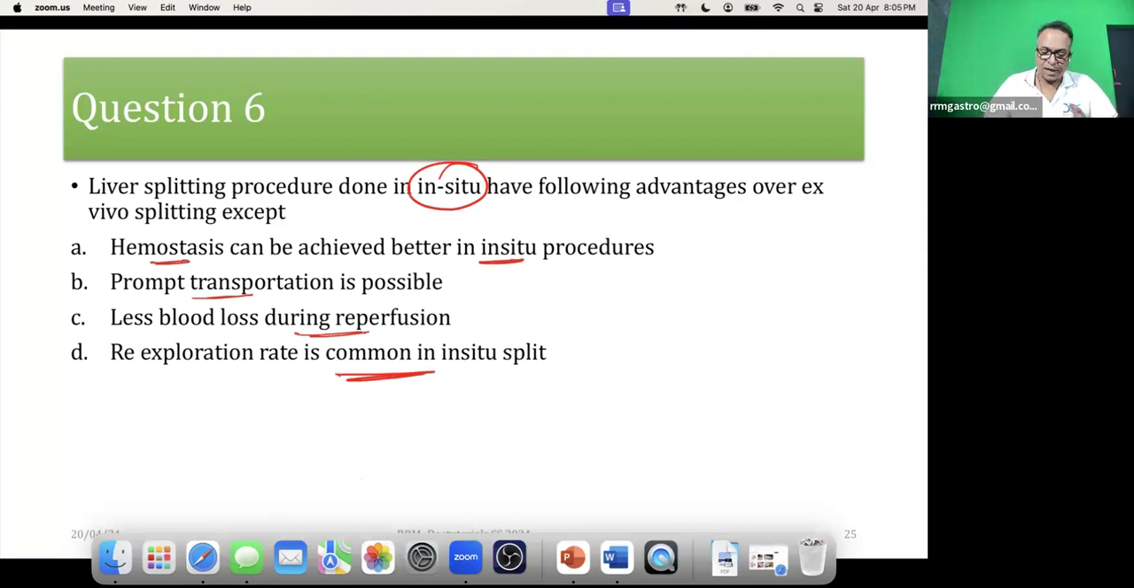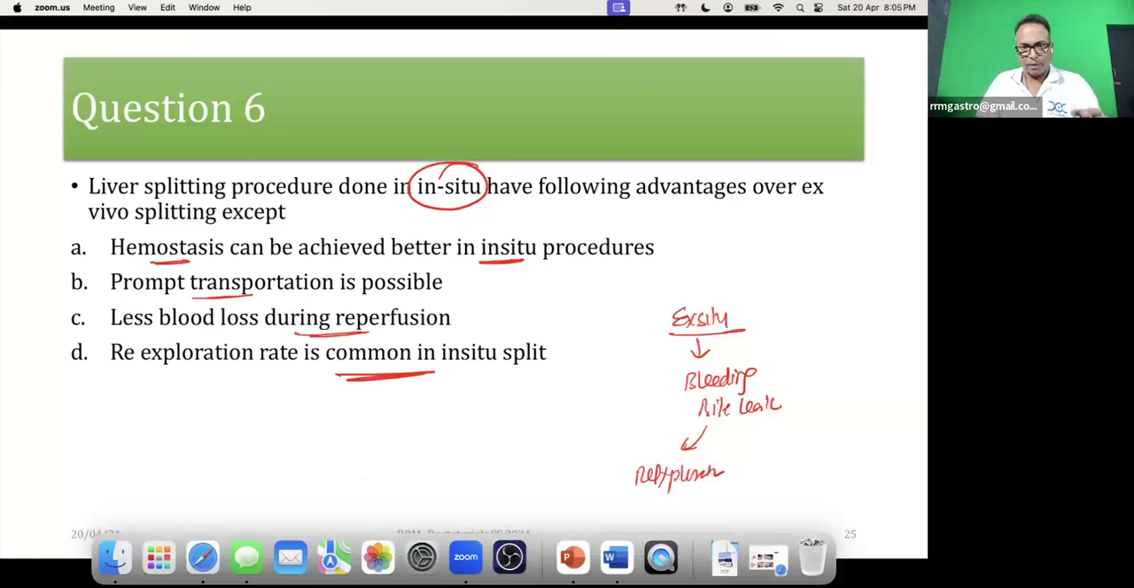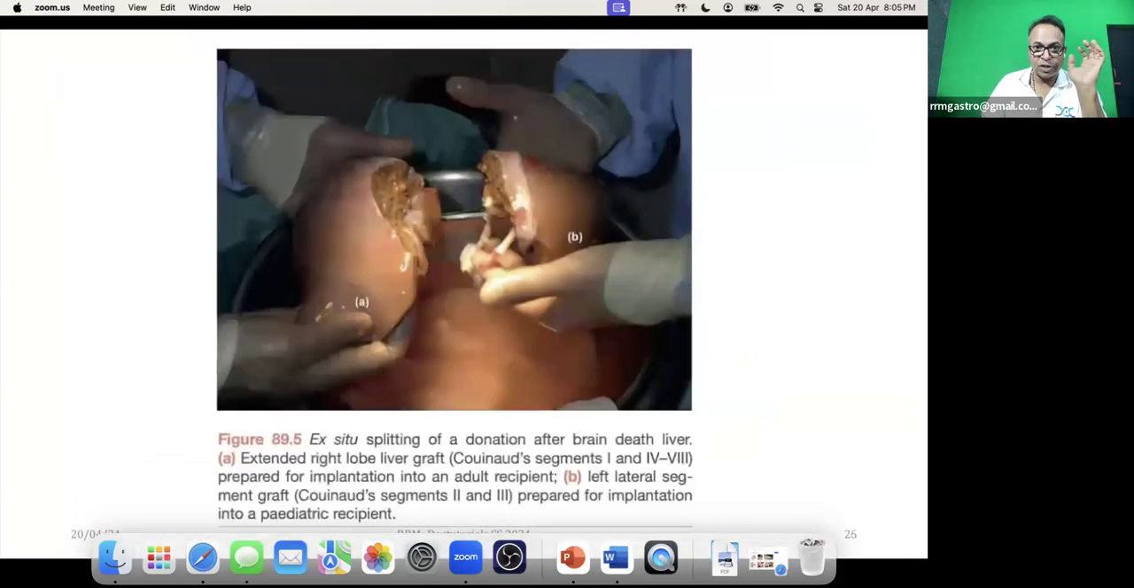See, many times in an ex situ procedure, they will bleed in the post-operative period, or there may be a bile leak, and I need to go for a re-exploration. So re-exploration is more common in ex situ. I hope you're understanding the concepts, simple concepts, don't get confused. One by one, the basic concepts, all the concepts I have made my own images which are not there in Bailey.